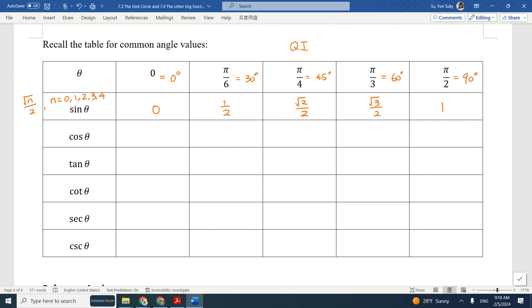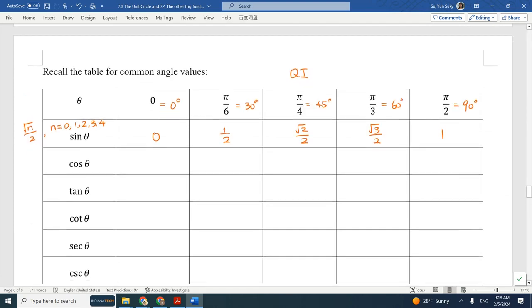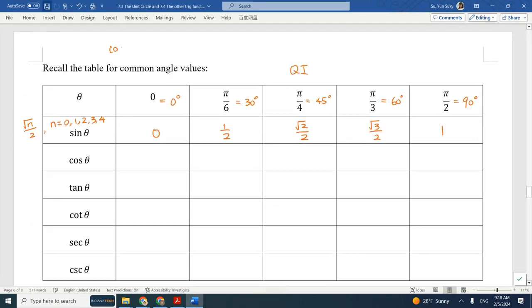Okay, second row, cosine theta. Cosine is the cofunction of sine. Do you remember, everybody? And we have the cofunction for complementary angles. So remember, cosine theta is sine of 90 degrees minus theta. Do you remember cofunctions of complementary angles? So the second row is the same numbers, but in reverse order.